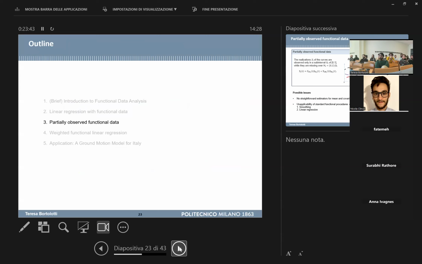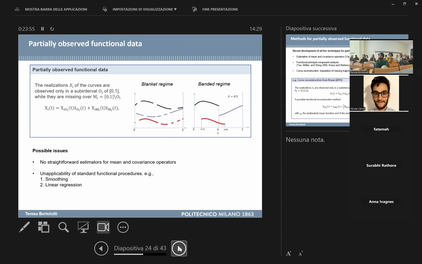Am I going fast or slow? Okay. All right. Now, let me add a little piece of notion that leads us toward the core of the talk today. What are partially observed functional data? Well, it may happen, and it typically happens, that your functional data are not completely observed over the domain of definition. So formally, the realizations Xi are observed only in a subinterval O_i of [0,1] without loss of generality, so that your functional realization can be written in this way.